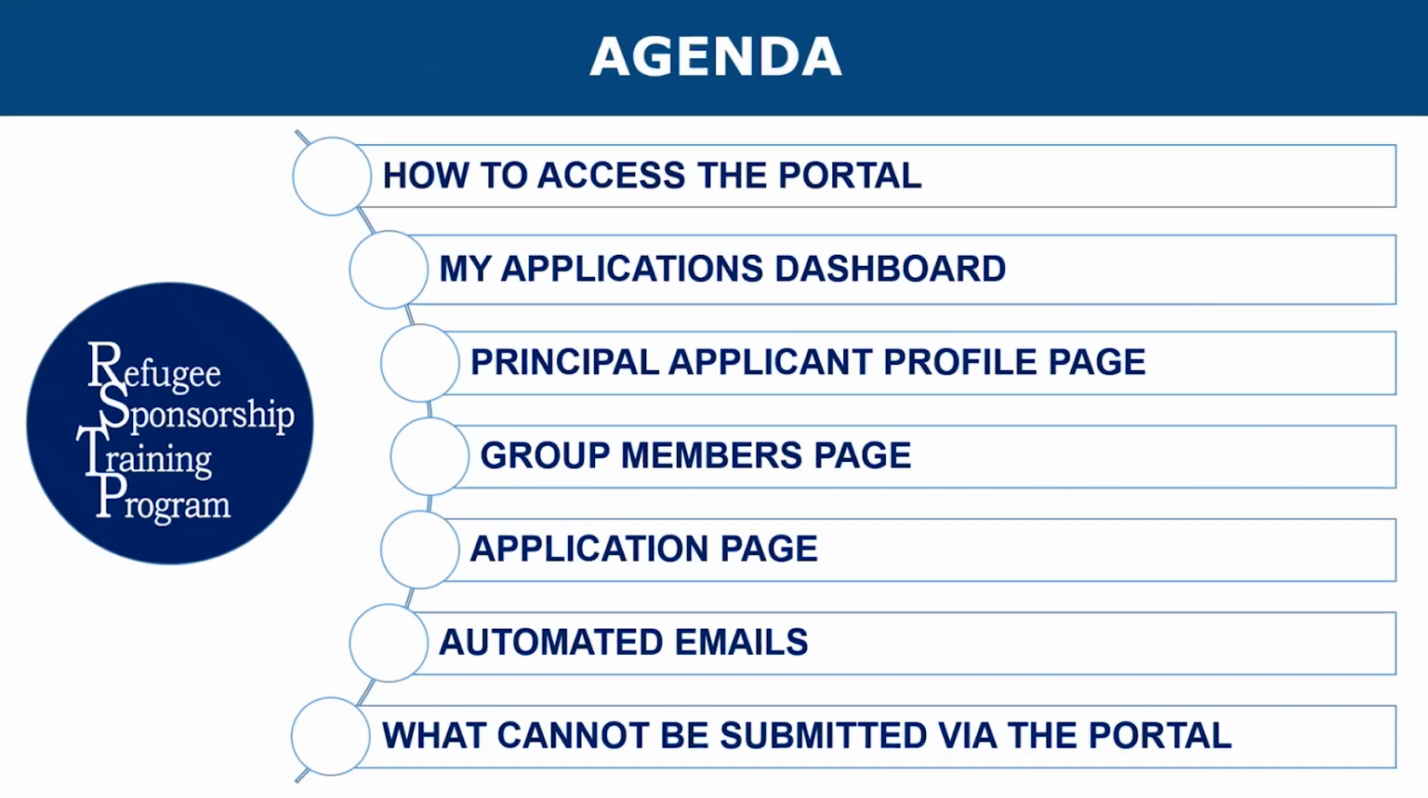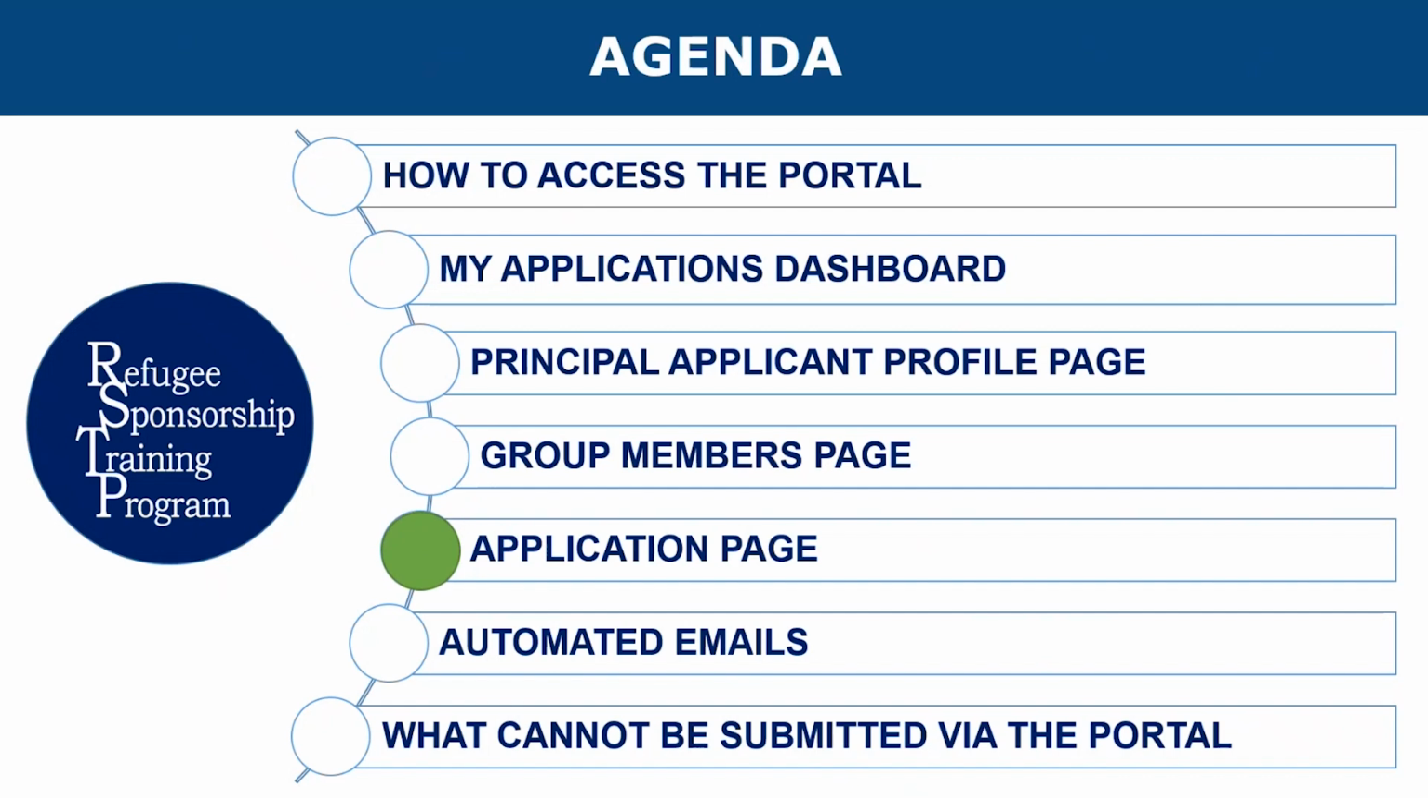Our agenda for today. As you can see, there is a lot to learn. We'll begin by explaining how to access the portal, followed by what you can expect to see on the dashboard listing of applications after you've signed in. Then we will take a look at the principal applicant's profile page, where you will provide basic information about the persons being sponsored. Then we will show you the group members page, where you can invite other parties to the sponsorship, such as your constituent group or co-sponsors, and where you will upload the sponsor's supporting documents.